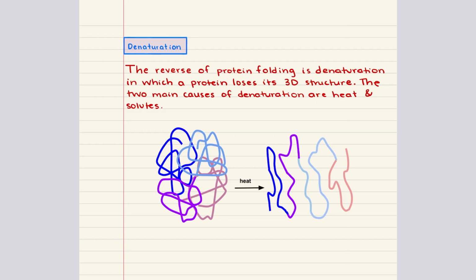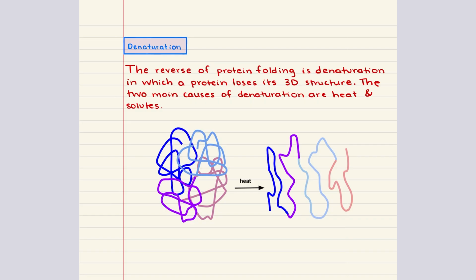Our final objective is about denaturation, and this is essentially the reverse of protein folding. When a protein folds, it adopts a very specific three-dimensional shape that allows it to function properly. But if the protein is exposed to the wrong conditions, like too much heat or certain chemical solutes, it can lose that shape, and that process is called denaturation.